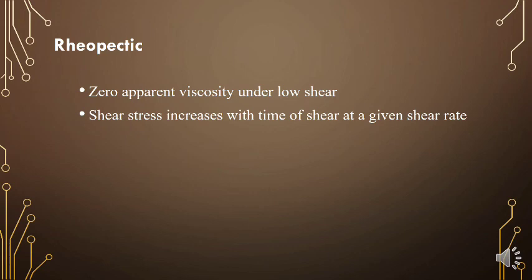Okay, so there are mainly types of flow: Bingham plastic, Newtonian fluid and non-Newtonian fluid. In non-Newtonian fluid, there are pseudoplastic and dilatant. In pseudoplastic and dilatant, there is one more, that is rheopectic and thixotropic.